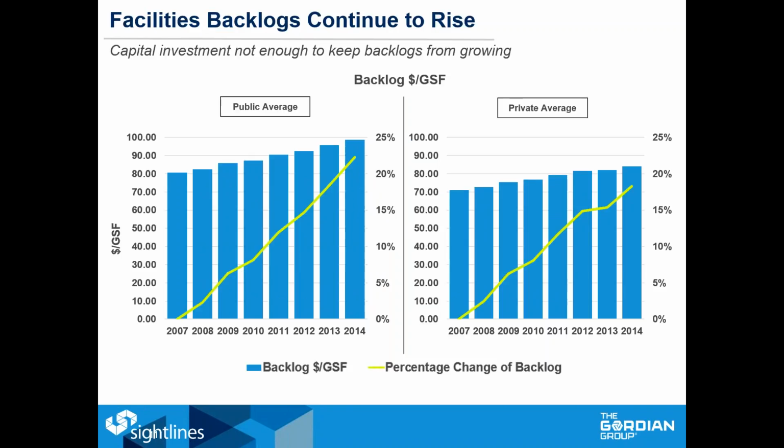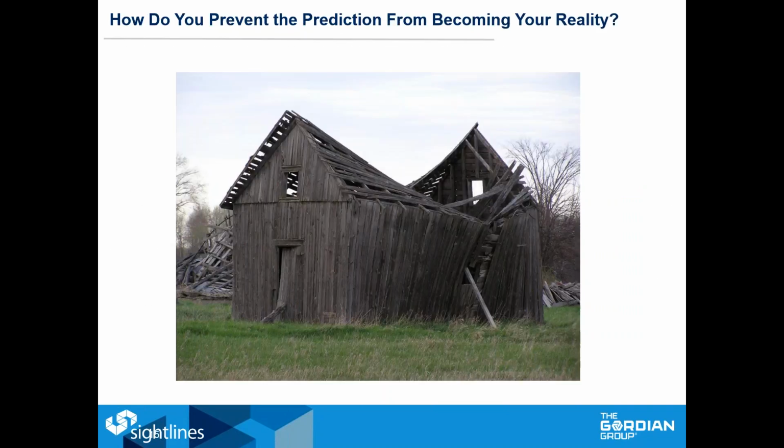As a result of all that, we see backlogs up across the country. And on the public sector, when you include maintenance, modernization, and infrastructure, those backlogs are near $100 billion. A little bit less so on the private side, but the pace of growth is still fairly similar. So the question that should force people to ask is, well, how do we prevent this prediction from coming true? Essentially, how do we prevent the roof from caving in?